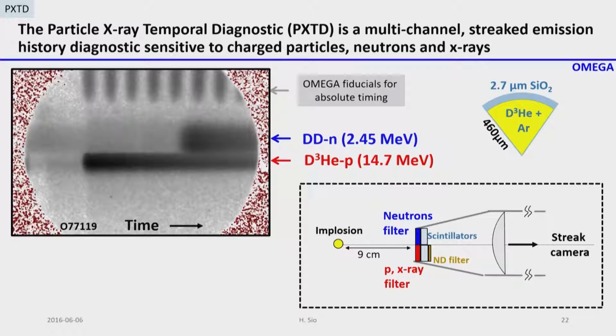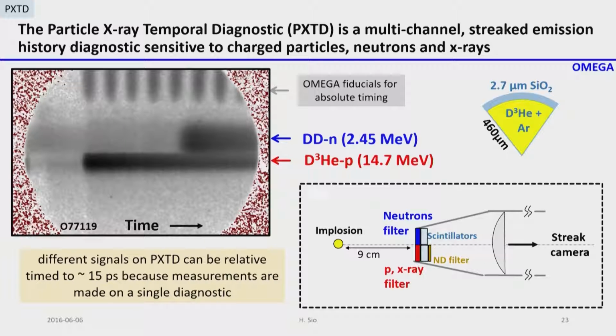And when you actually look at the data that this diagnostic produced, that's what it looks like. This is a streak image, and the horizontal axis is the time axis. On top, what you're seeing is the OMEGA fiducial cone for absolute timing. Using this configuration, on the top half of the trace, we measured the 2.45 MeV DD-neutron history coming in from the implosions. And on the bottom, we are measuring the 14.7 MeV D-helium-3 proton reaction history.